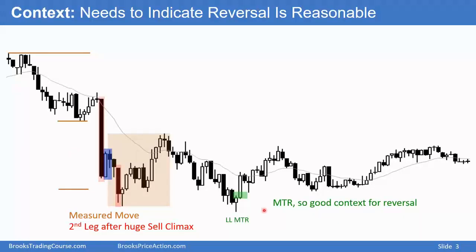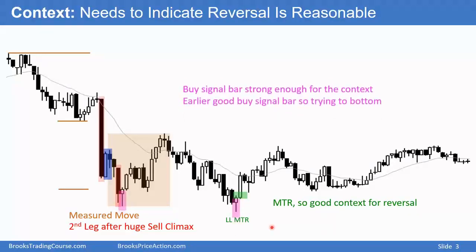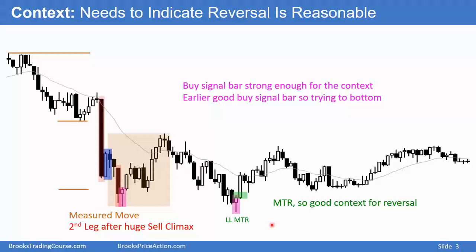Good context for a major trend reversal, and a good buy signal bar. And as I said, there are a lot of other very good buy signal bars as well. Here, a lot of bull bars closing near their highs. The bulls are getting stronger. When you see a lower low major trend reversal, the odds are good that either the market will be in a trading range and you're buying near the low, or it could be the start of a bull swing. So this is a very good buy.